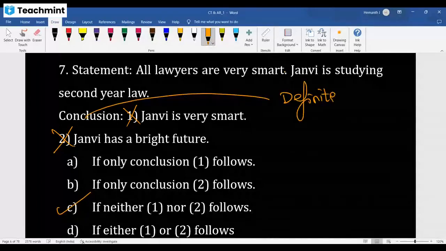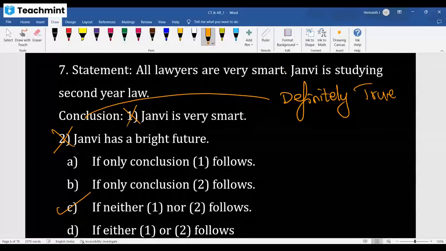Assumptions mean going with a positive response. But here the conclusion must be definitely true. Janvi is very smart, I cannot say, because Janvi has not become a lawyer. Still studying. If it is completed, then I may conclude. But here it's not done. Neither one nor two.